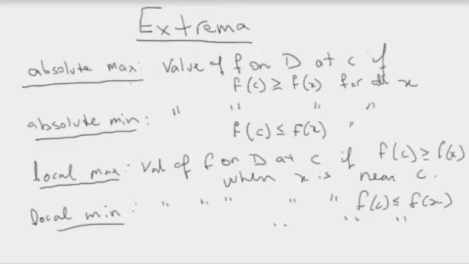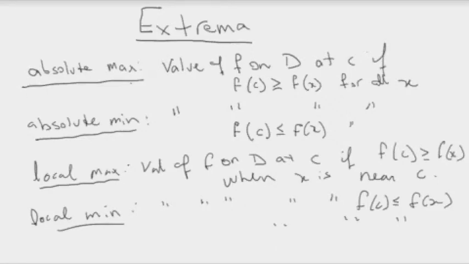Hey, so this is Joe, and this is the first part of the third chapter of Stewart's calculus, and we're going to be talking about extrema and critical values. So extrema, these are the four kinds of extrema that we can have. We can have absolute maxima, absolute minima, local maxima, and local minima.